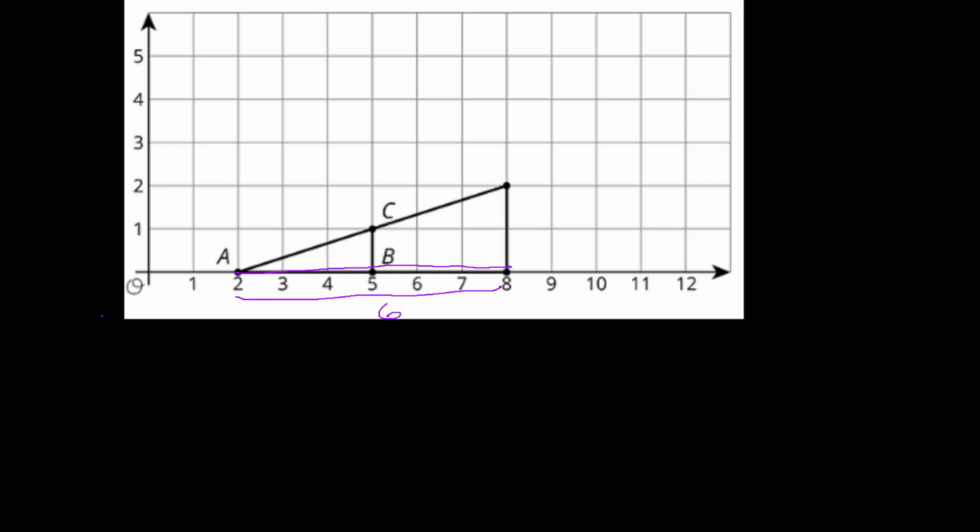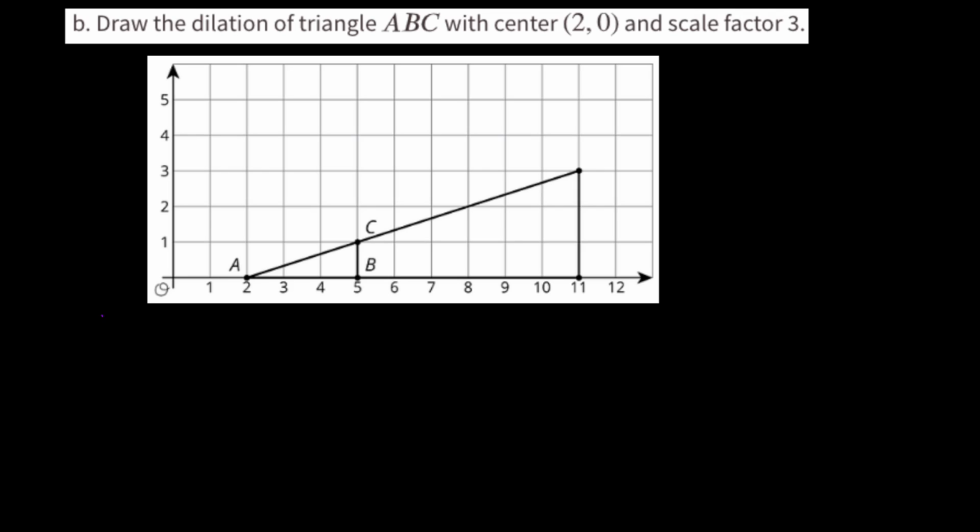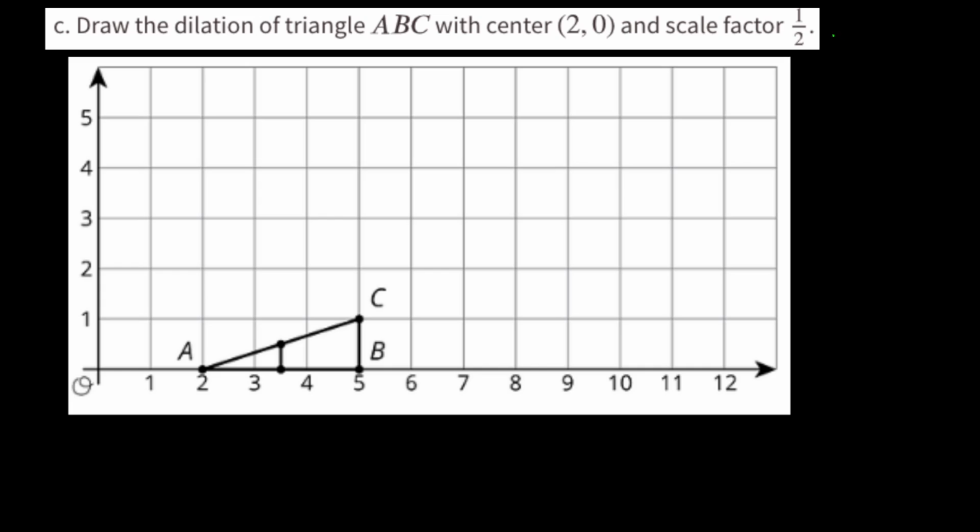Same thing with B. We have to draw a dilation of triangle ABC with center 2, 0 and scale factor of 3 now. So we should have a bigger picture than the previous one, which is good because that is what we have. Our side length on the bottom, we have 3, 6, 9. So this side length should be 9 now. Make sure you're drawing that triangle for each of those points. And now we're going to have a smaller triangle because we have that scale factor of 1/2. So our picture is going to be this smaller triangle. It's going to be half the distance from the center of dilation.